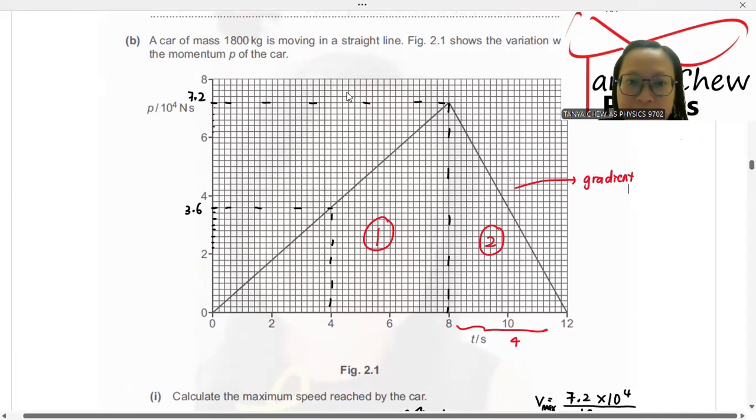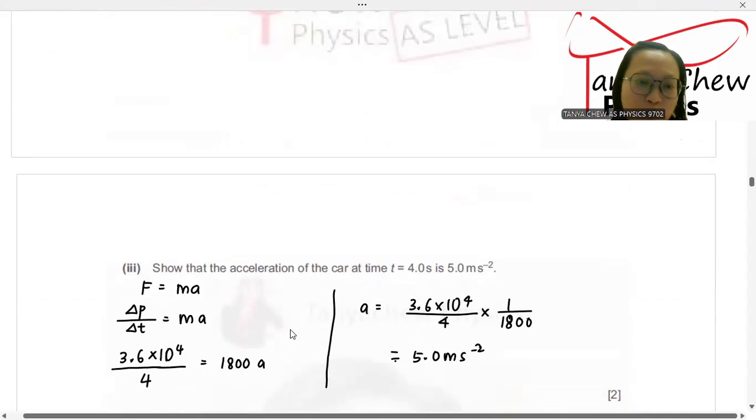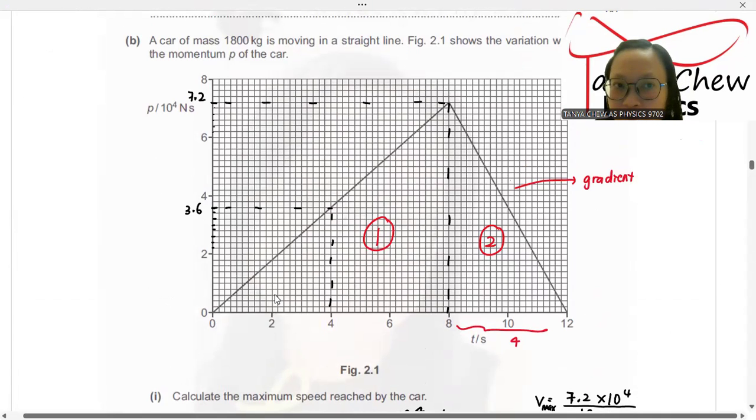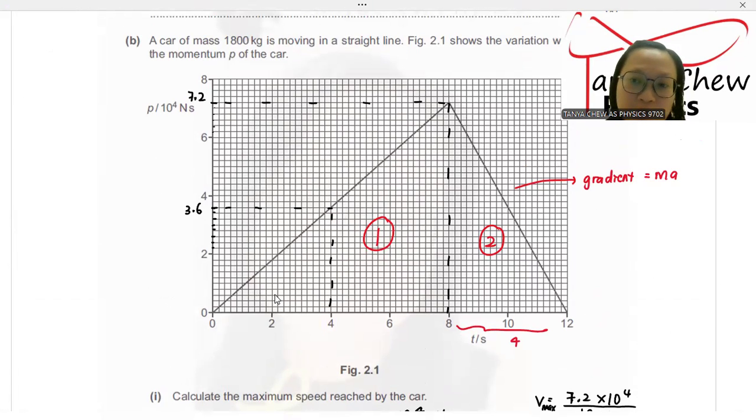Okay, the method is exactly the same as what I did here. F is equal to ma, because the gradient of the graph, the rate of change of momentum, is equal to the resultant force, which is equal to ma. Right, I get 2 points here.